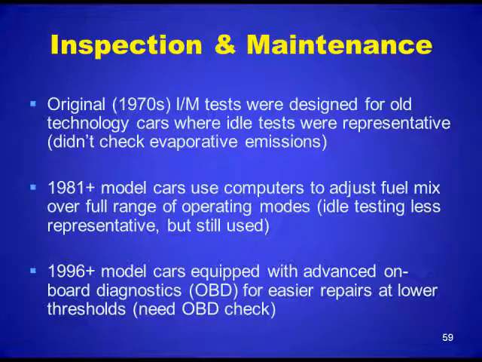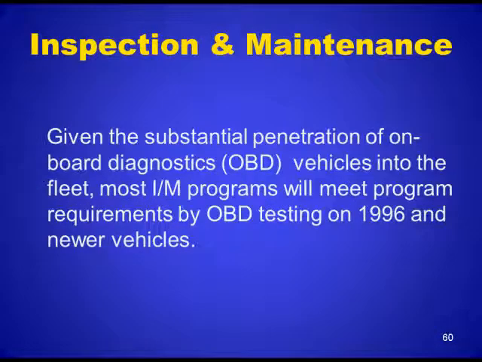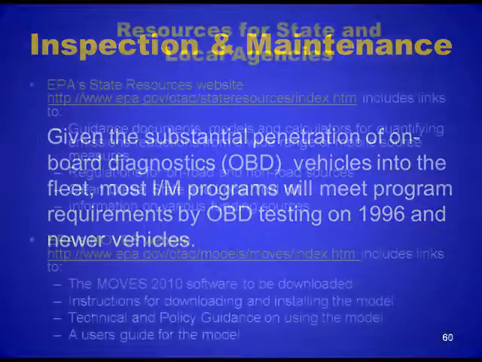Model years 1996 and after are equipped with advanced onboard diagnostics, OBD, for easier repairs at lower thresholds. And there has to be an OBD check for 1996 model years and newer cars. Given the substantial penetration of OBD-equipped vehicles into the fleet, most I&M programs will meet their program requirements by OBD testing, and we will no longer require the traditional I&M programs.